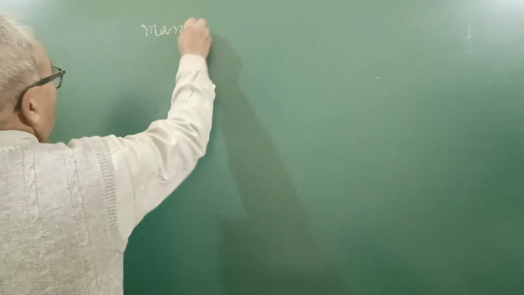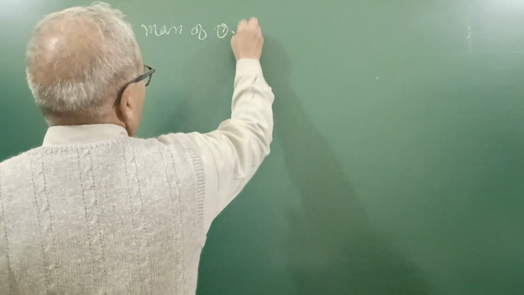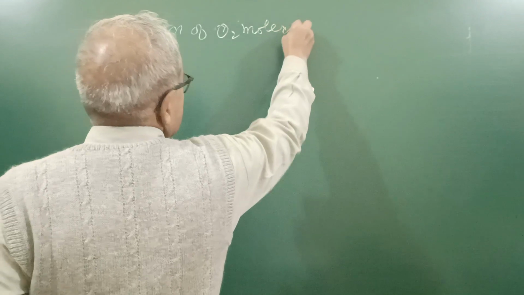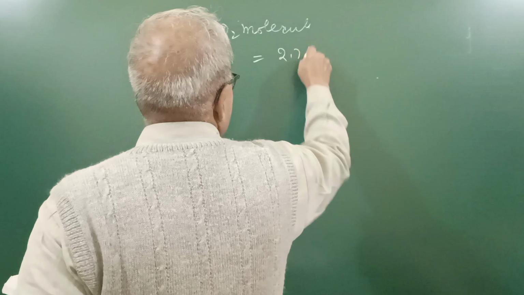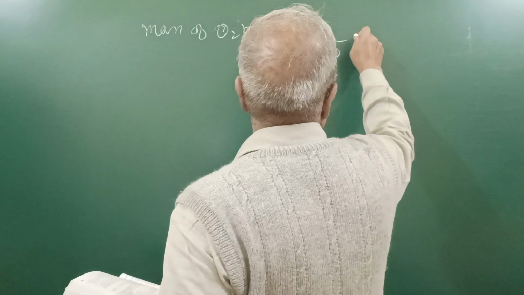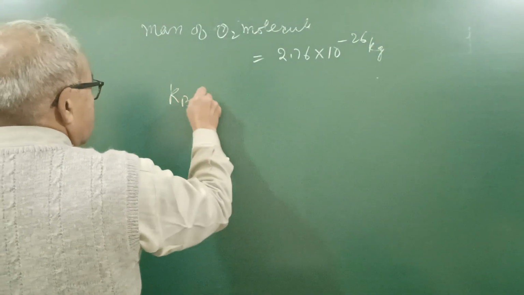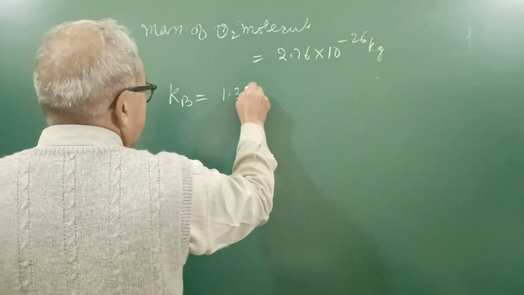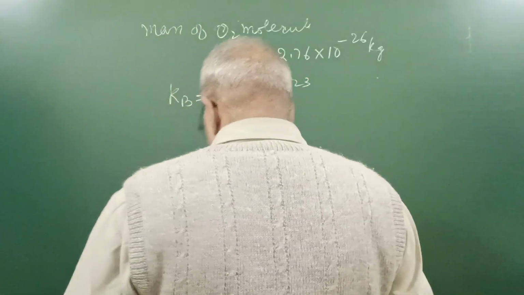Mass of oxygen molecule given. Mass of an O2 molecule is equal to 2.76 × 10^-26 kg, and kB, the Boltzmann constant, is 1.38 × 10^-23 joule per Kelvin.